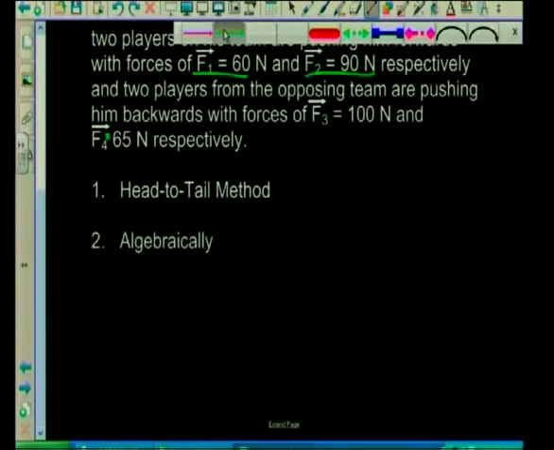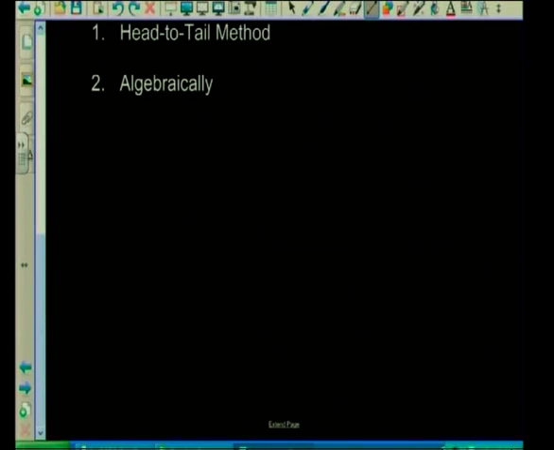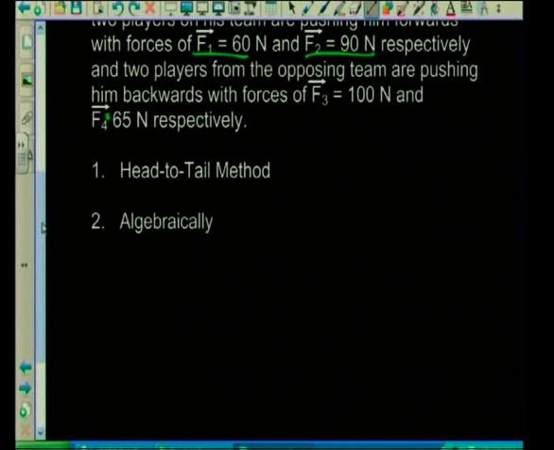Now, I'm not going to do it with a scale, but I am going to do it with arrows so we can see. I'm going to take forwards as going to the right because this is going to make it a little bit easier. So, F1 was 60, so here's my man. He's pushing forwards, that's 60 newtons. There, I'll put him, then I have 90. Obviously, it's a little longer.